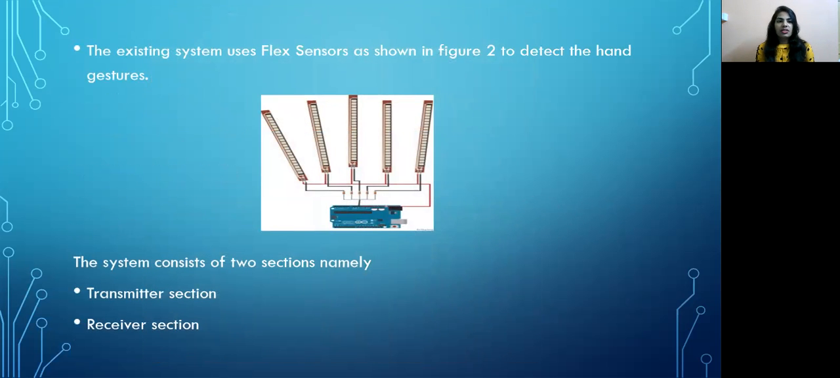So the second research study focuses on the existing system. The existing system uses flex sensors as shown in the picture. These flex sensors are used to detect the hand gestures. The flex sensors are very light and detect the gestures based on the bending of the fingers.